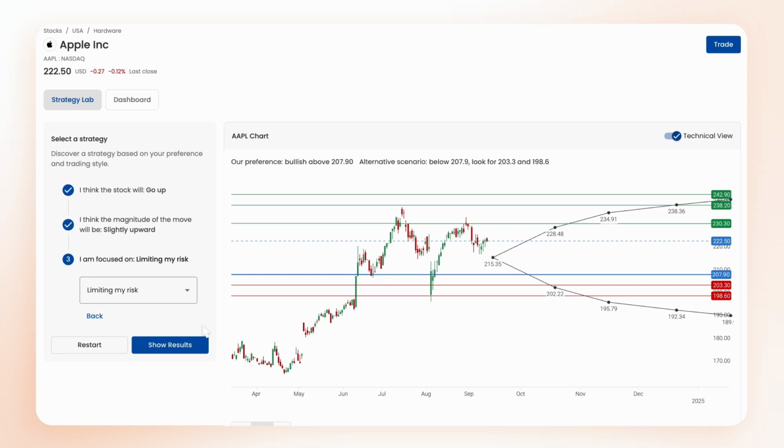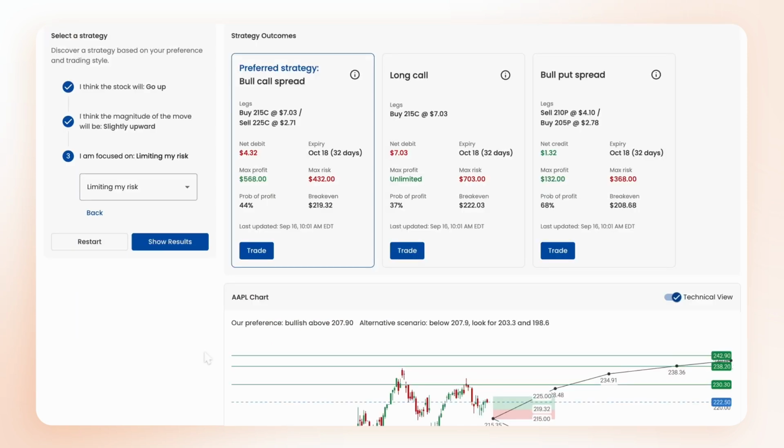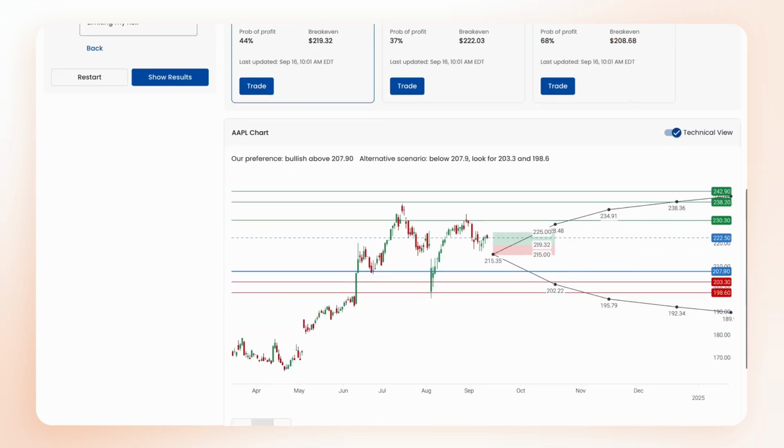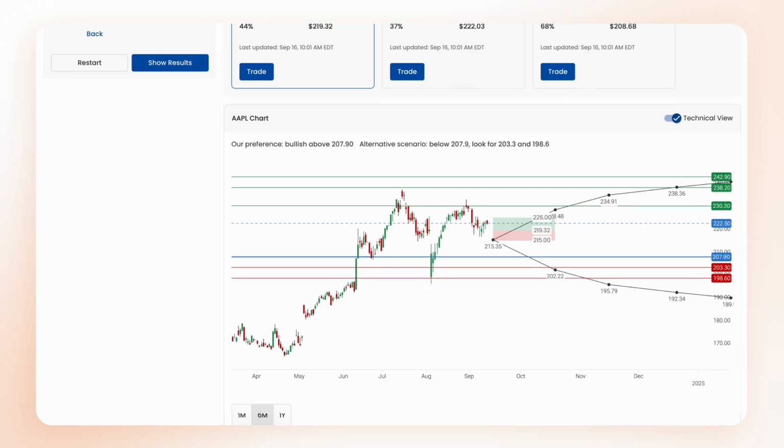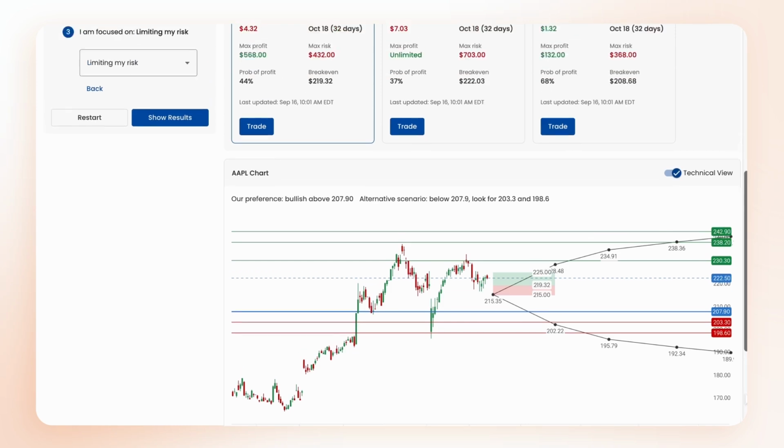Now it's time for results. Because of my answers, I now have 3 suitable strategies: a bull call spread, a long call, and a bull put spread. Looking at the chart, the highlighted areas indicate the maximum gain and max risk of the selected strategy. I can either choose to trade now or restart the Smart filter.